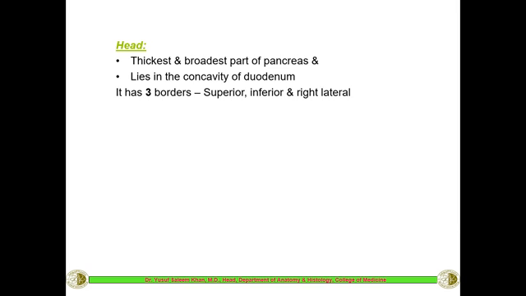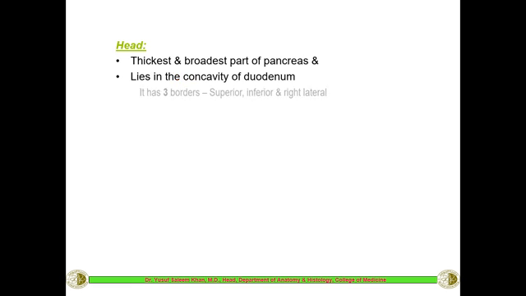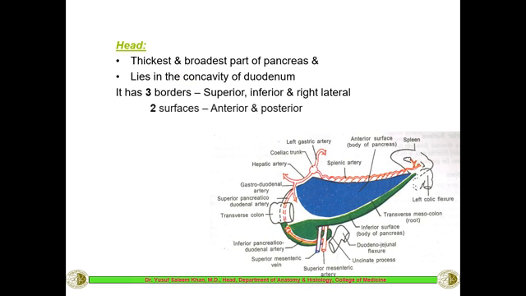It has three borders: superior, inferior, as well as the right lateral. If you can see here, this is the head. So it has a superior border above, just behind this first part of the duodenum. Here this is the inferior border, as well as this is the right lateral border. These are the three borders of the head, and it has two surfaces: anterior surface as well as the posterior surface. So here you can see this is the head. It has a superior border, inferior border, as well as right lateral border, and two surfaces: anterior surface and the posterior surface.